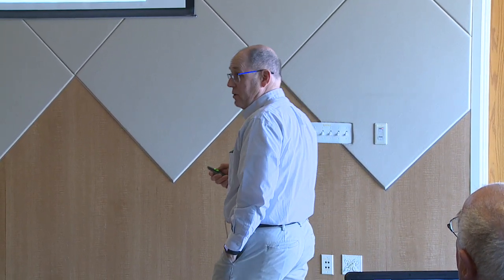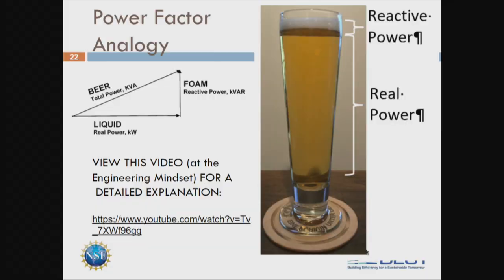Here's my power factor analogy. You like that, Robert? Spoken like a true Wisconsinite. Yeah, exactly. I had some fun this weekend setting this one up. I've had others over the years, but real power is like the beer in your glass, right? Actually, not the beer that you want to drink, the liquid beer. Reactive power is the foam.